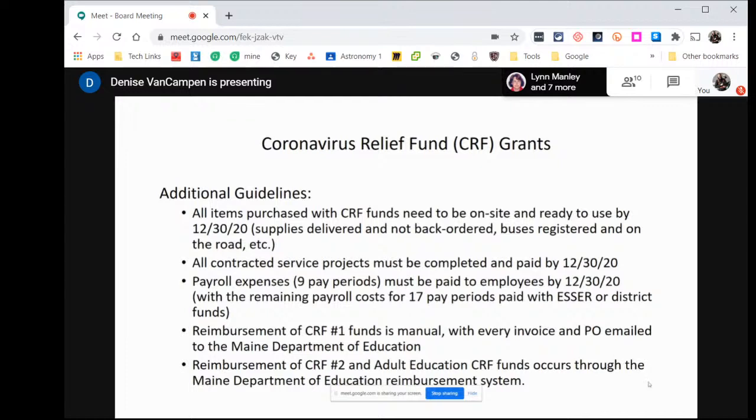Let's see, the reimbursement method. The CRF1 grant, which is the initial outlay that they made, the reimbursement is manual. We have to copy every check, PO, invoice, and email it to the state, every $2.34 million. The second disbursement and the adult education disbursement are electronically through their grant reimbursement system.